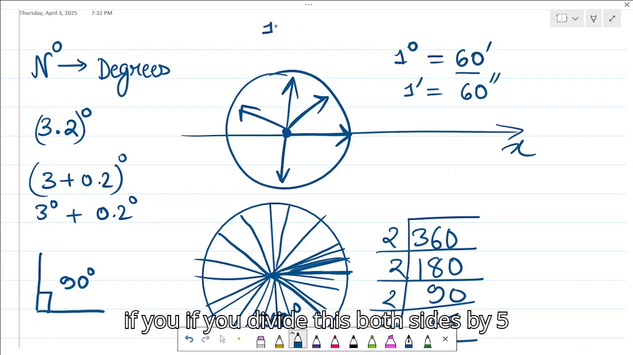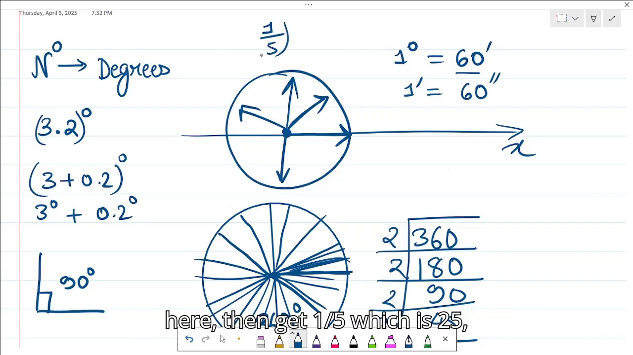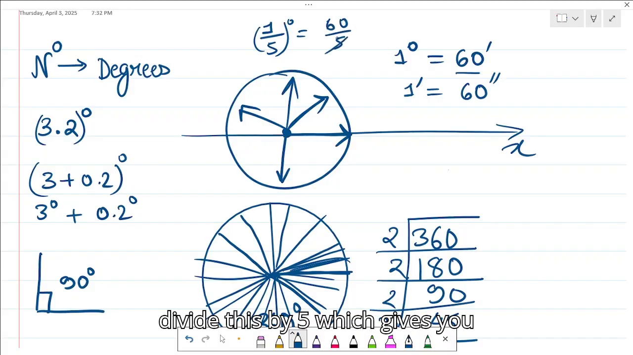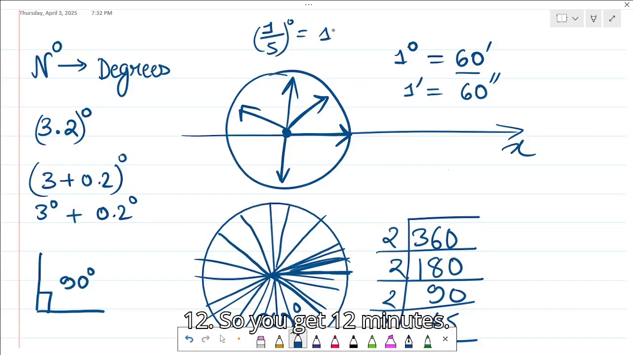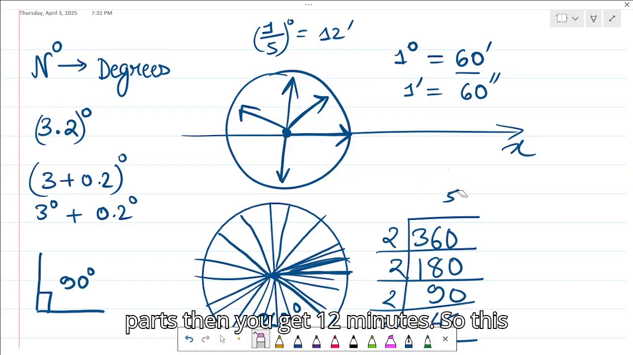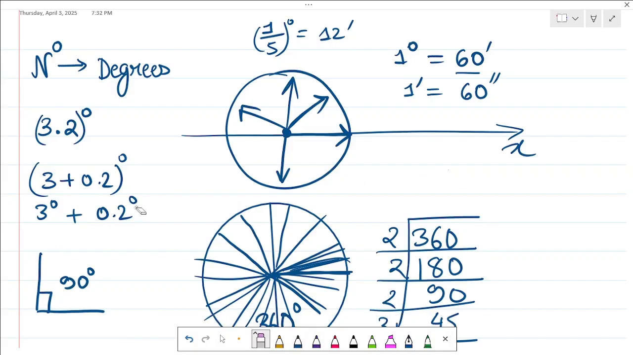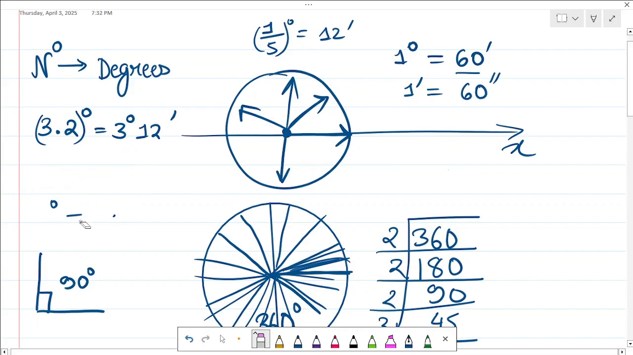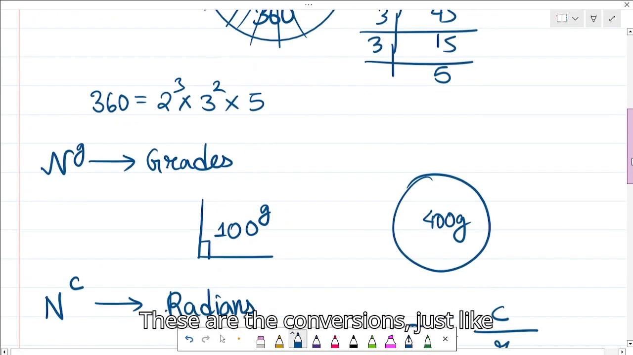So if you divide this both sides by 5 here, then you get 1/5, which is 0.2. Then you divide 60 by 5, which gives you 12. So you get 12 minutes. So yeah, if you divide 60 minutes into 5 parts, then you get 12 minutes. So this could be written as 3 degrees 12 minutes, like this. So that's how we use minutes in degrees. These are the conversions, just like with a clock.